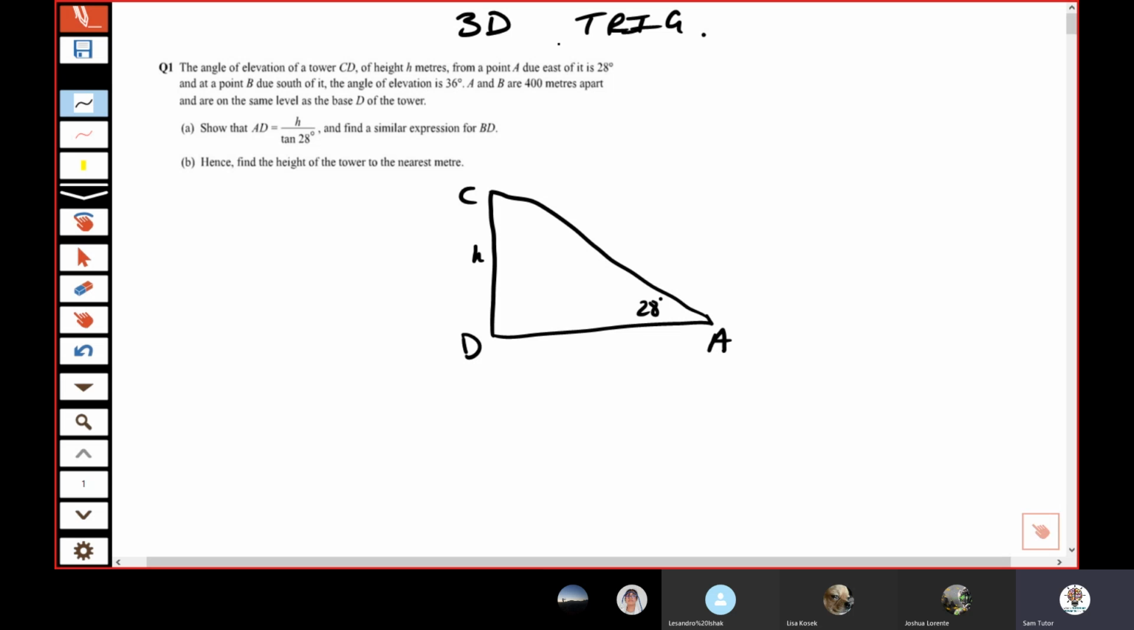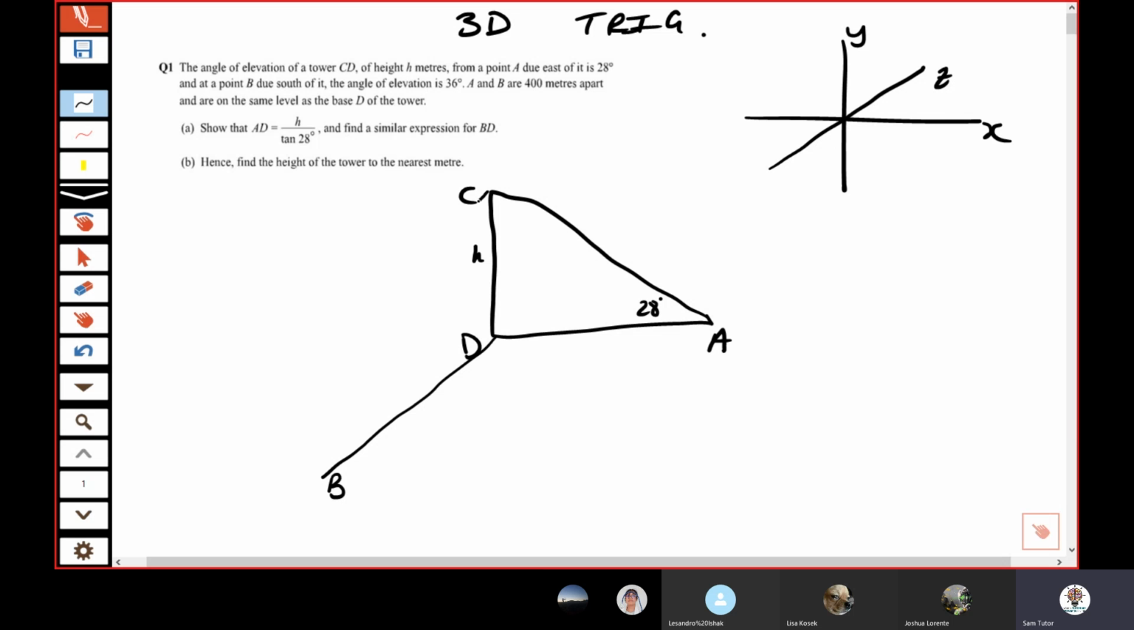It's how to actually draw this 3D trig that a lot of students are very poor at. The trick is, this is an x-axis, this is a y-axis, this would be a z-axis. The z-axis is what you would need for 3D trig, or any 3D shape. It says there's a point B which is due south of it, and to draw point B, we draw it like this. There's point B. And the angle of elevation from point B to the top of the tower is 36 degrees. Maybe you guys are already seeing my 3D trig coming into place. A and B are 400 meters apart.